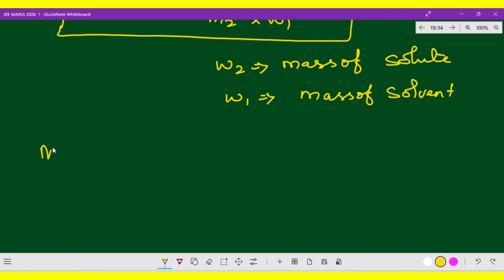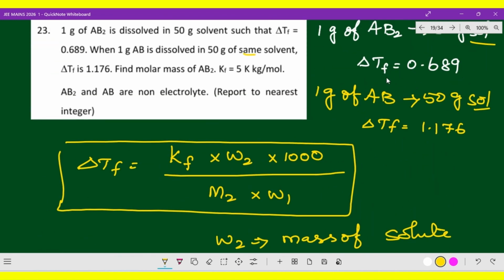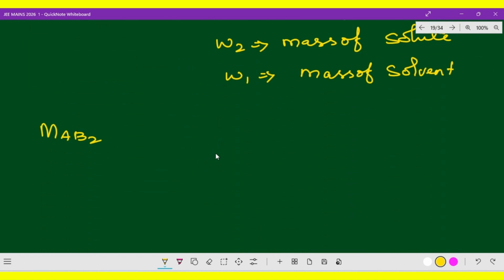Okay, now the molar mass of AB2. Only M we don't know. ΔTf they have given, and I also just mentioned ΔTf for both. That's the data; if we write it now, it will be easy to apply. So this is the formula. Kf also they mentioned. What is that Kf? It has been mentioned as 5 kg per mole. Right, that is what they mentioned. Now Kf is equal to.